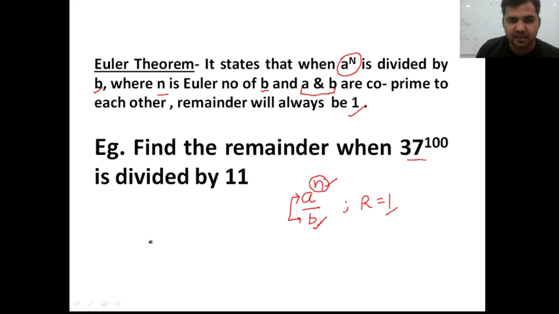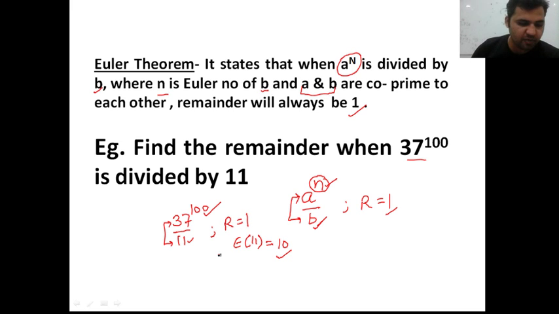For example, if you want to find out the remainder when 37 power 100 is divided by 11, you can check 37 and 11 are co-prime with each other. Now, if I want to find out the Euler number of 11, 11 is a prime number. For every prime number, the Euler number would be 1 less than the prime number. Why? Because 11 will be co-prime with all the numbers which are less than 11, because 11 itself is a prime number. So the Euler number of 11 will be 10 and 100 is a multiple of 10. So straight away you can say the answer of this question would be 1. That means the remainder will be 1.